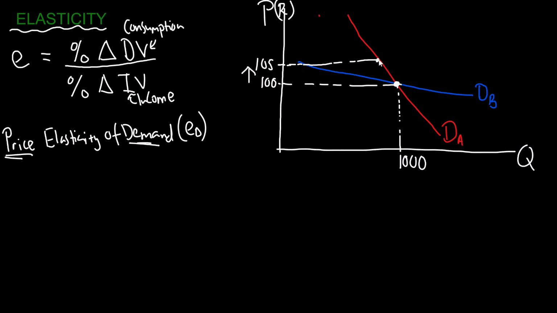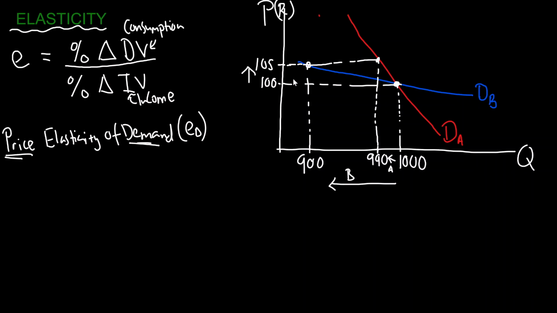You see, for product A on the red curve here, there is this small change in the quantity demanded. Let's say it is changed to 990. But for product B, there's this huge change in the quantity demanded, and I'm going to say it has changed from 1,000 to 900. So this is a small change for A, and this is a big change for B.